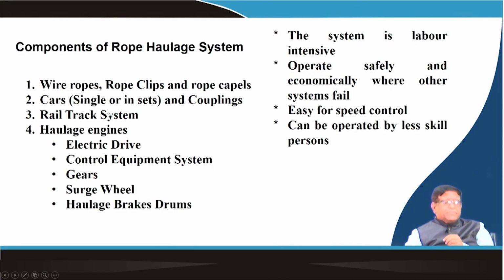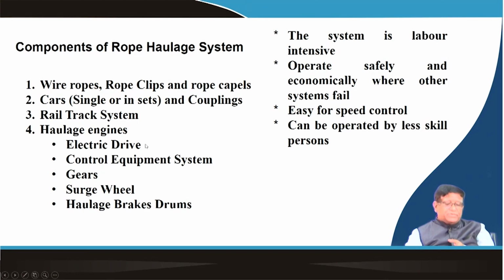The cars, single or in a set, can be connected with the help of coupling. Railway track system I told you. Haulage engine, basically it will be electric drive, their control equipment, gear, sheave wheel and the haulage brake drums. These are the main things.